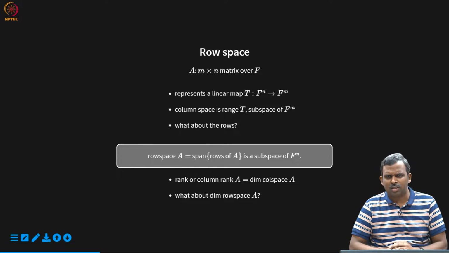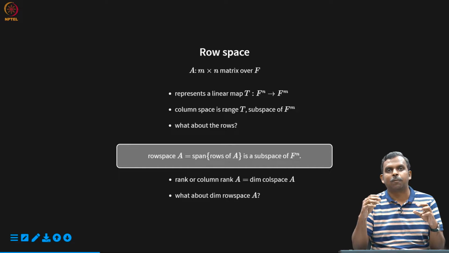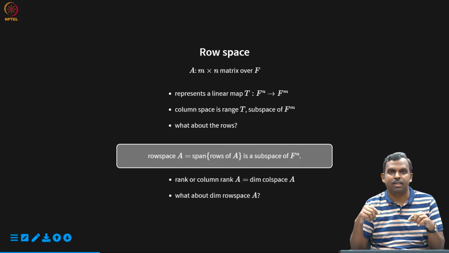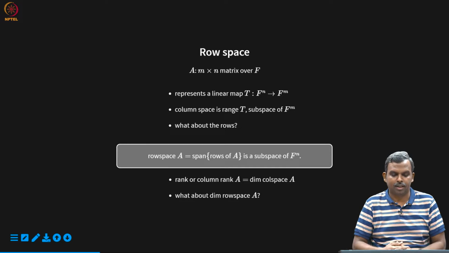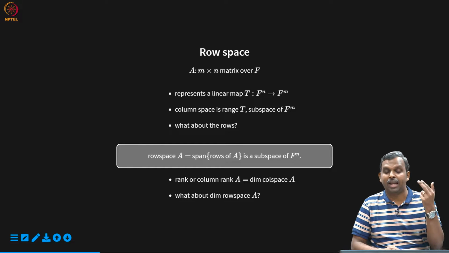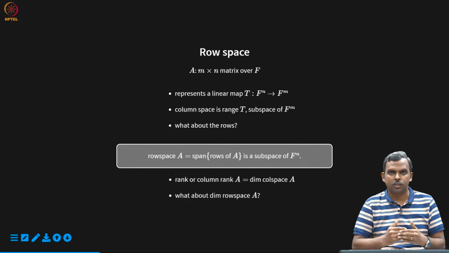What about the rows? It turns out the rows also are elements of Fn, right? Every row in an m cross n matrix comes from F to the power n. It's an n-coordinate vector with elements from F. So naturally you can associate a vector with every row. You can also think of the span of all the row vectors. There are m row vectors, and together they span a subspace of Fn, and that subspace one can call the row space. Just like columns span the column space, the rows span the row space. So it's easy enough to imagine what it is.